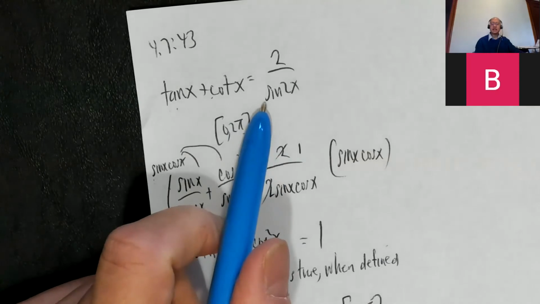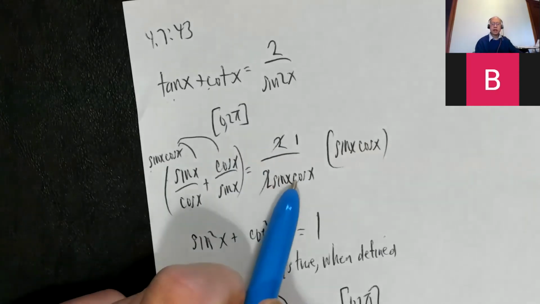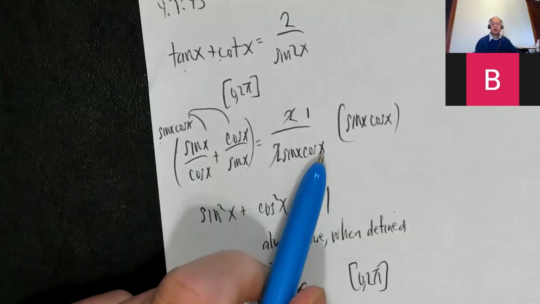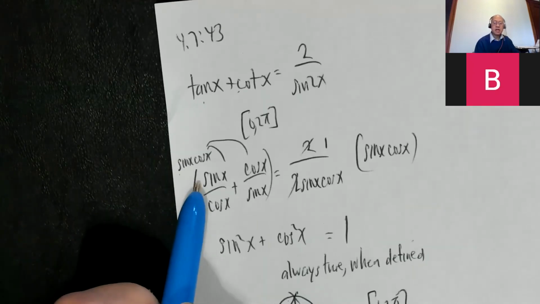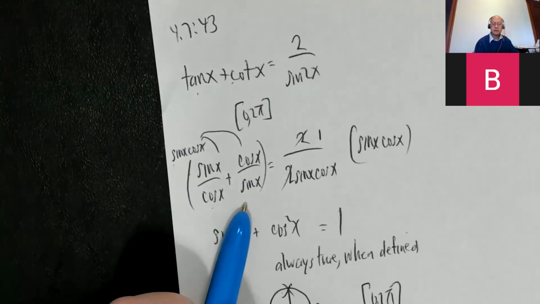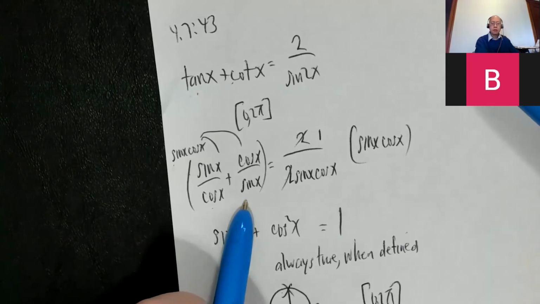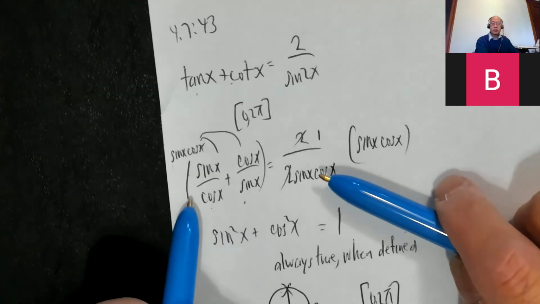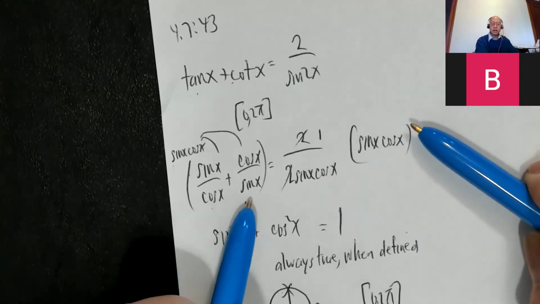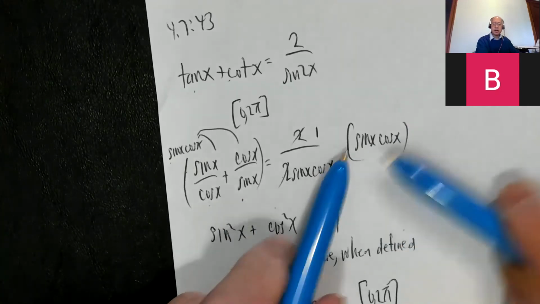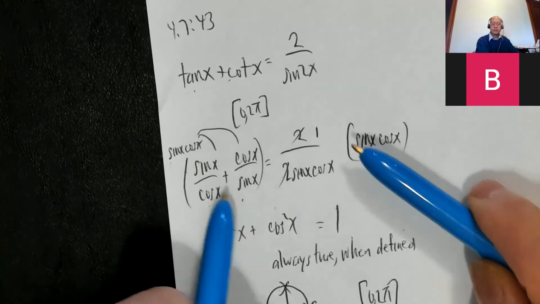Now, I have an identity that says sine of 2x is equal to 2 sine x cosine x. I can cancel these 2's. And on this side, I'll write it as sine x over cosine x plus cosine x over sine x, and then multiply both sides by sine x cosine x. This side is 1.